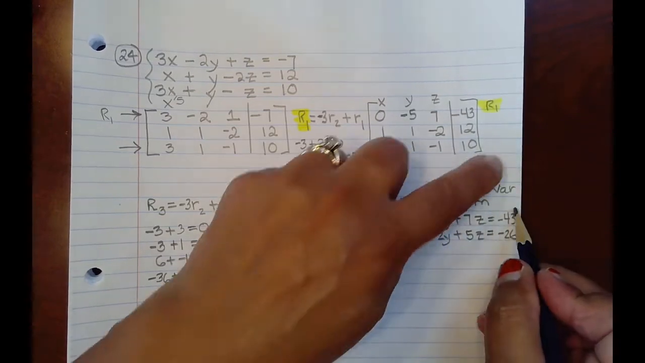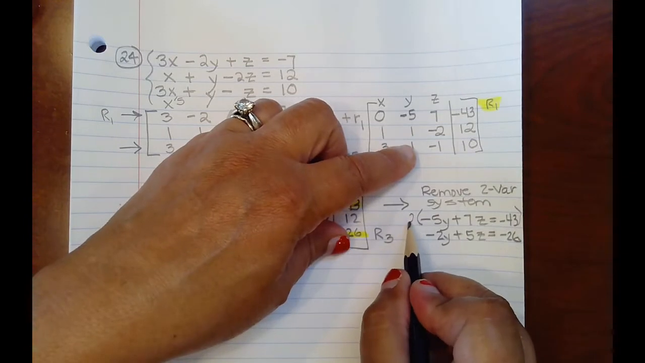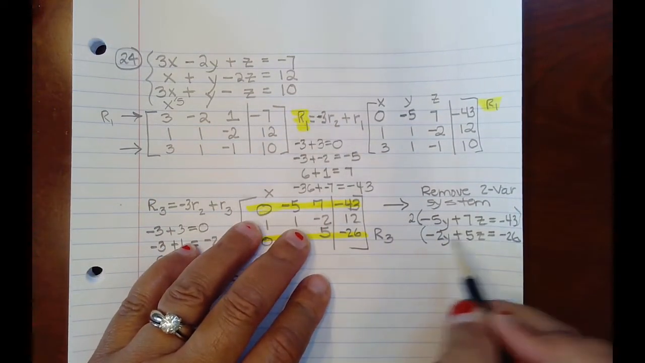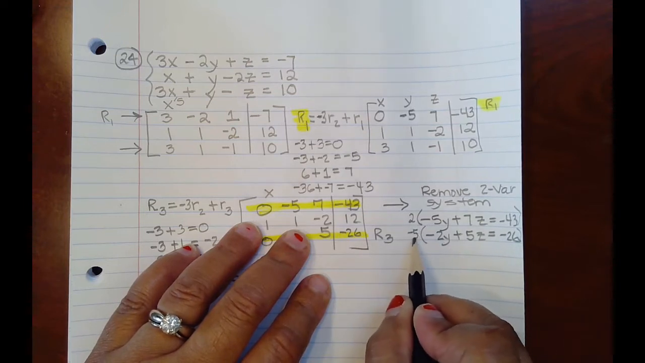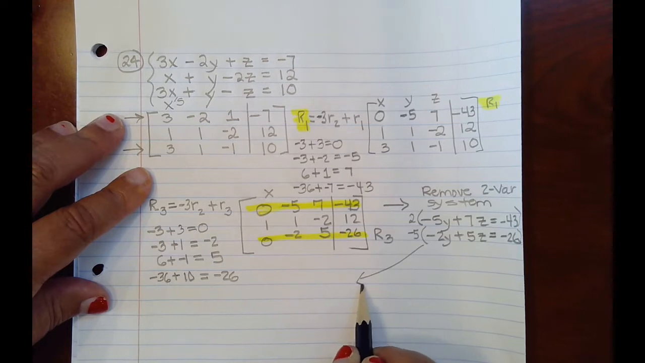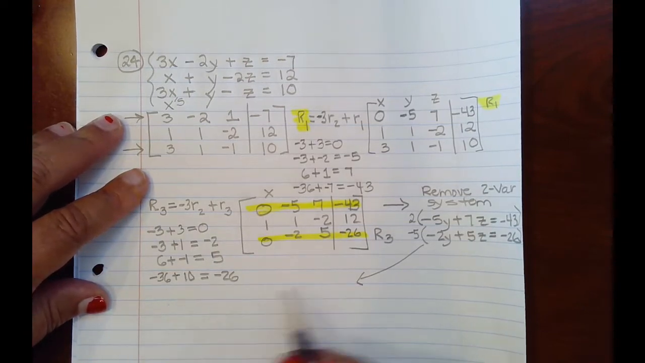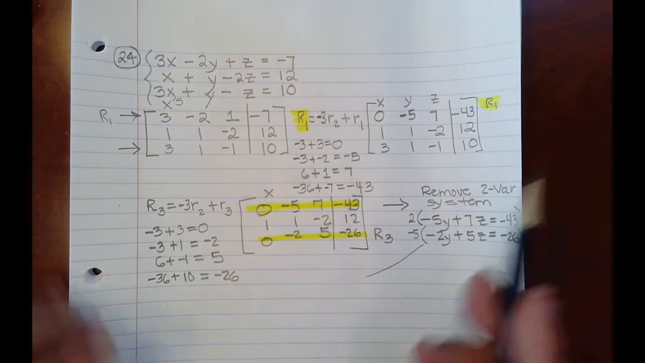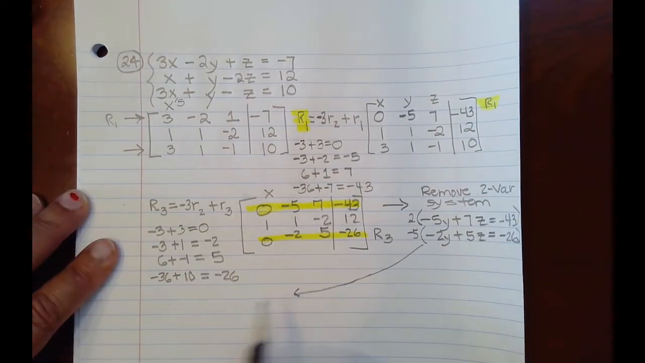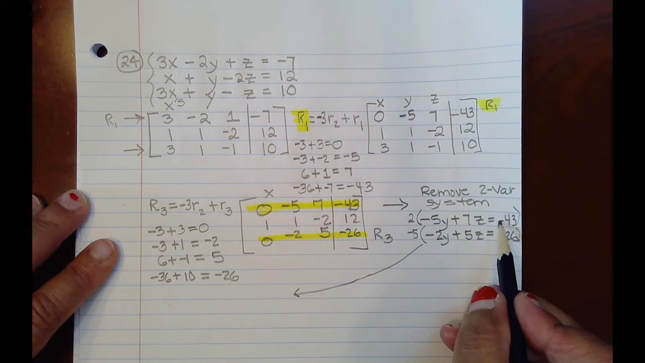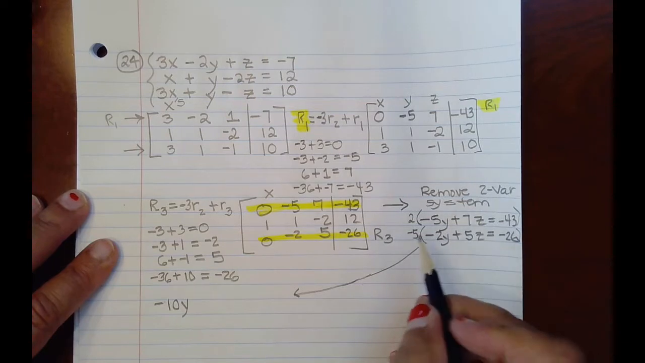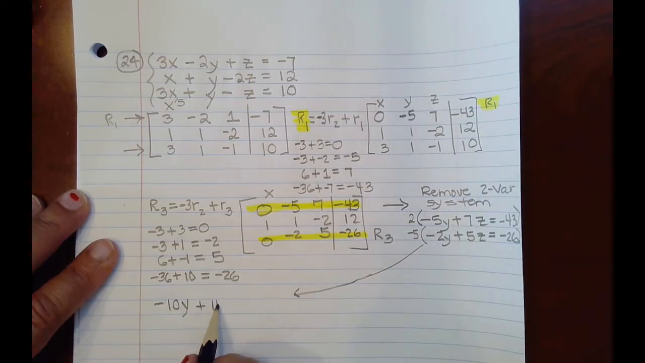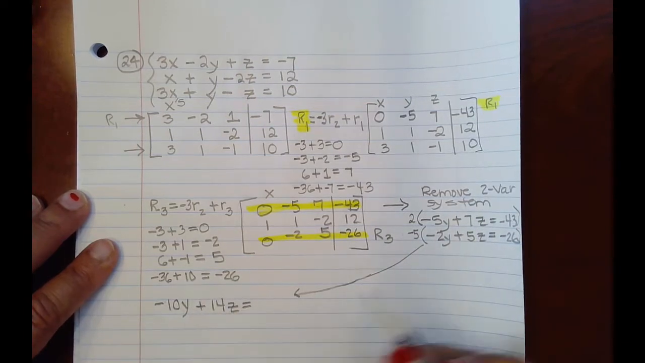Okay, so that means I'm going to be multiplying this by 2. That'll be my -10. And I'm going to want this to be a positive 10, so that means I'm going to have to multiply it by -5. So coming down here, after doing the multiplication, I would have -10y, and 2 times 7 is 14z, and then 2 times -43 is -86.